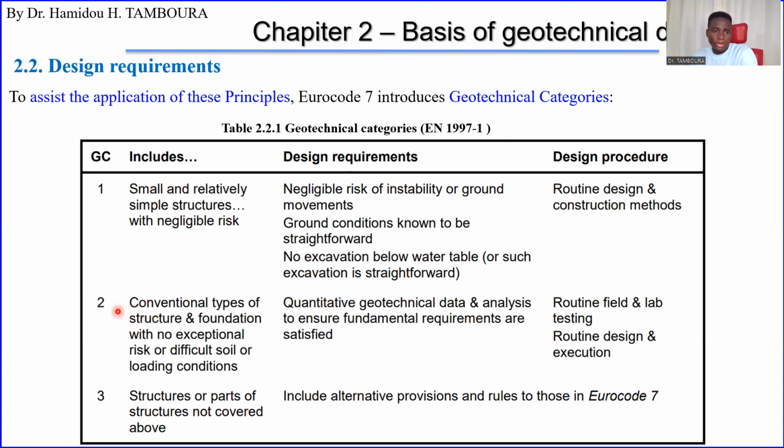Category 2 is intermediate and getting more complex. This category is for conventional types of structure, like foundations, with no exceptional risk or difficult soil or loading conditions, but the size of the structure is considerable. In this case, we need quantitative geotechnical data and analysis to make sure that fundamental requirements are satisfied. Here also we do routine field and lab testing, and routine design and execution. Nothing exceptional.